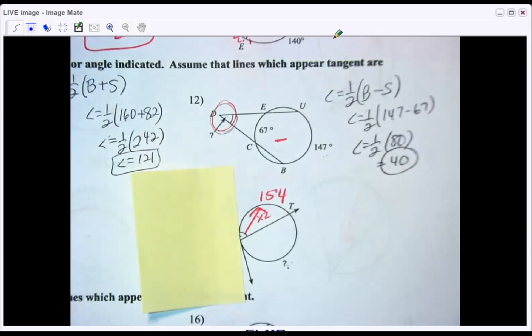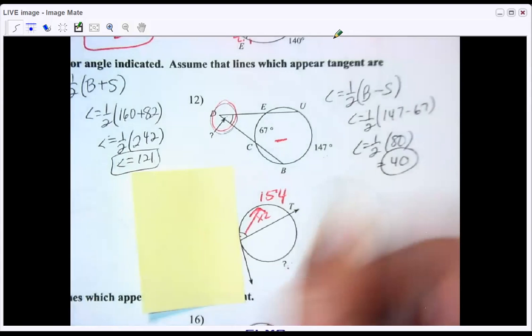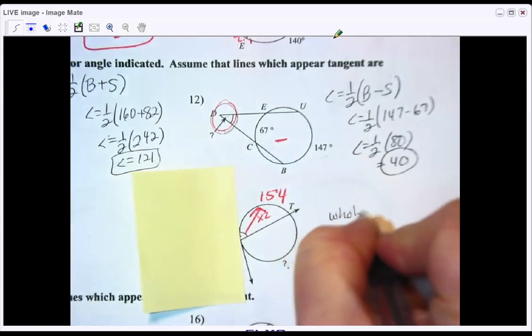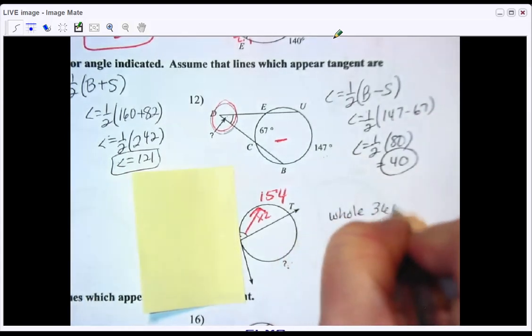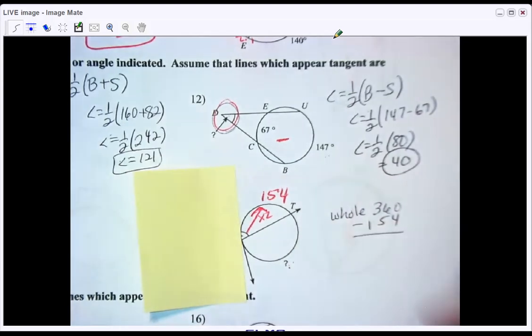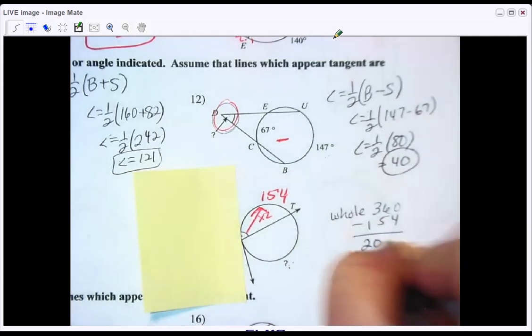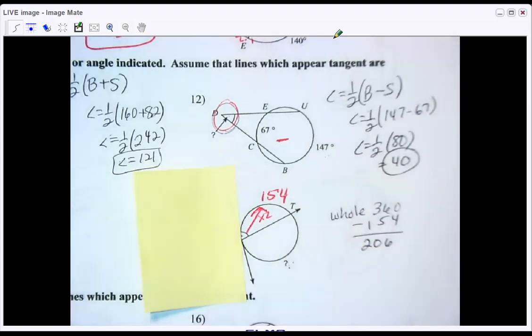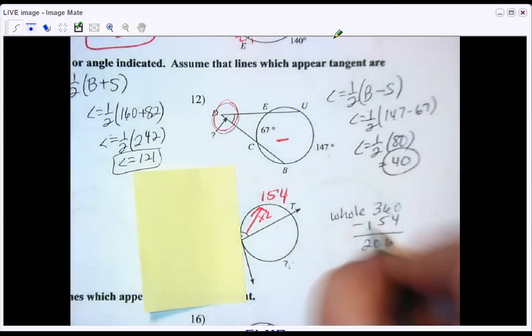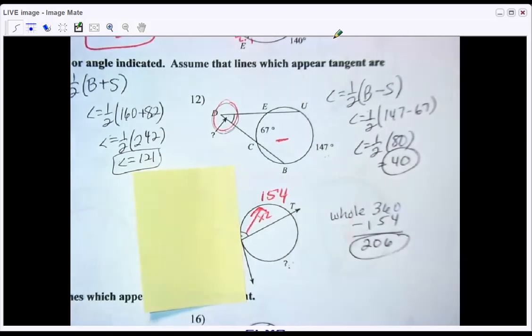Don't you subtract from 180 or add? Not from 180. 360. Oh, 360. Yeah, 360. Good. Because you have a whole circle. So it's the whole 360 minus the 154. Okay. So we get 206. That's it. You're done. Okay.